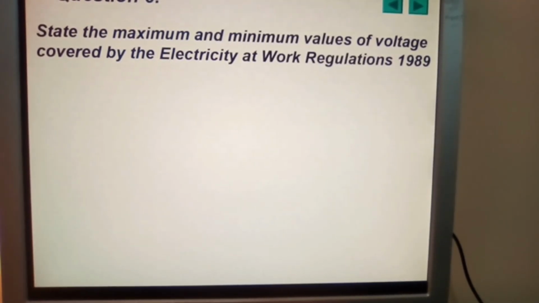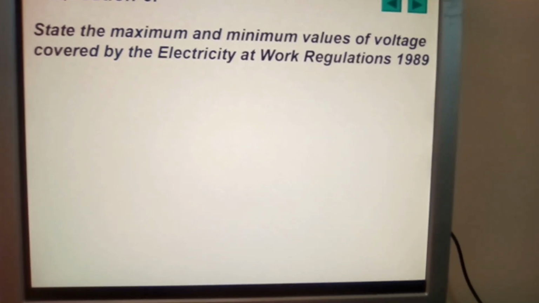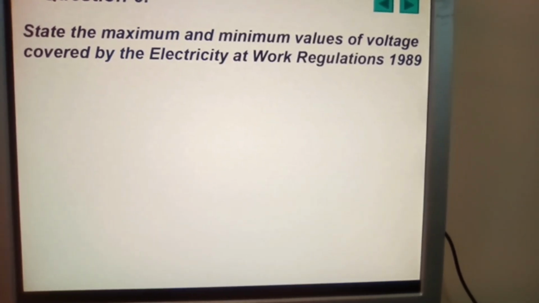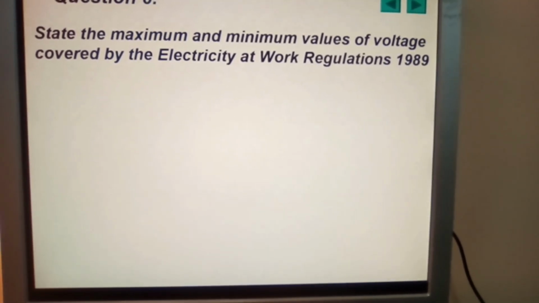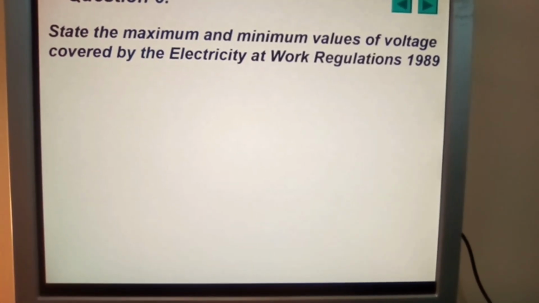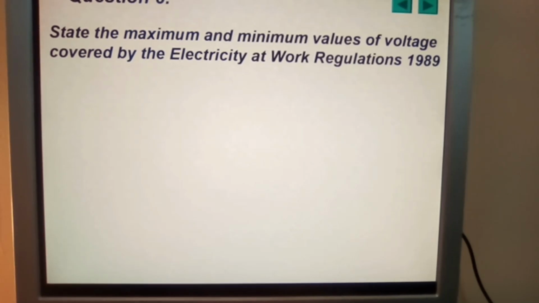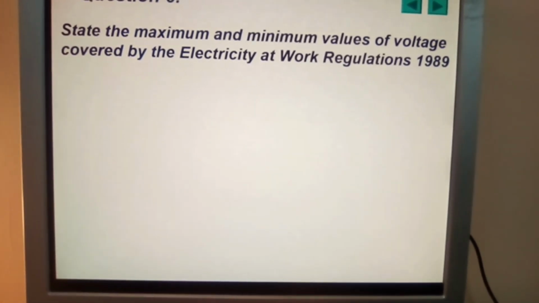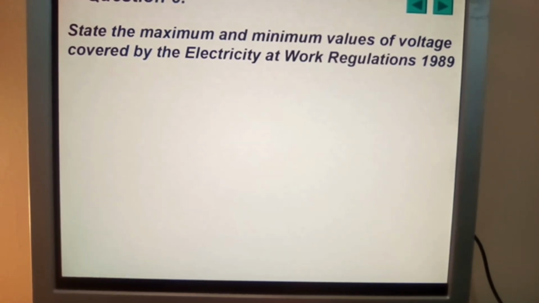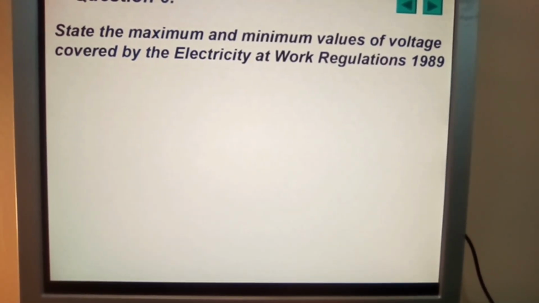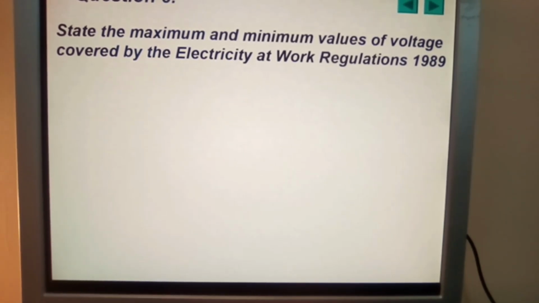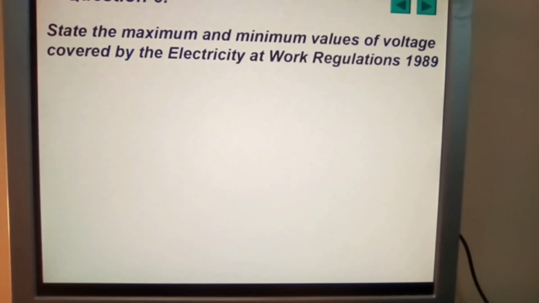State the maximum and minimum values of voltage covered by the Electricity at Work Regulations 1989. Now, we're saying here 1989 regulation, except now please note that we have the Health and Safety at Work Act 1974. Okay, so please bear that in mind. Okay, we're looking back a bit here. So this could be a bit dated, but I still think it's good practice.